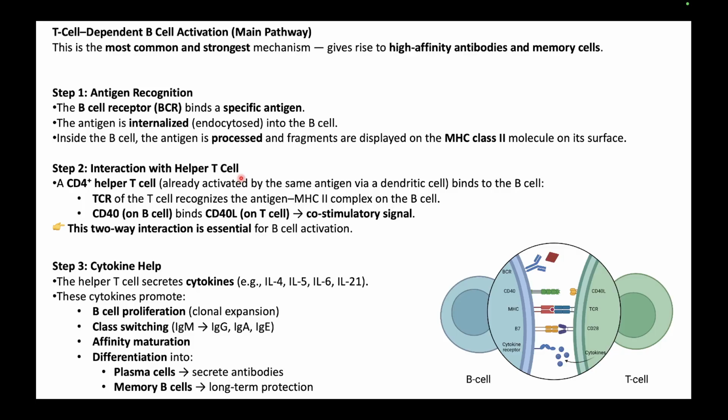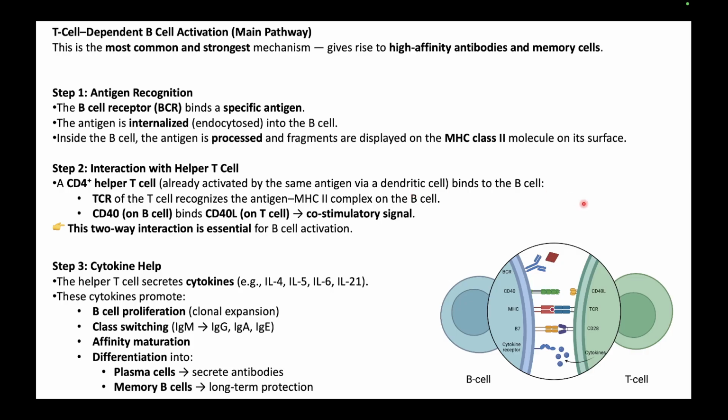The helper T cell can bind to the antigen which is being presented to it by the antigen presenting cell, which in this case is the B cell. The B cell is presenting with the MHC2 molecule. The B cell, which is presenting the antigen on the MHC molecule, binds to the T cell receptor on the helper T cell. The CD4 positive helper T cell, which is already activated by the same antigen via a dendritic cell, binds to the B cell.